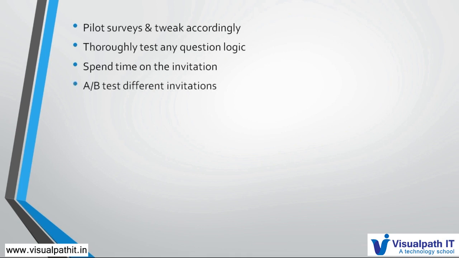Next, A/B test different invitations. A good way to determine the best invitation for a survey is to A/B test different variations. For example, you might use different subject lines, different emails, or even different incentives to find out which leads to the higher completion rate.